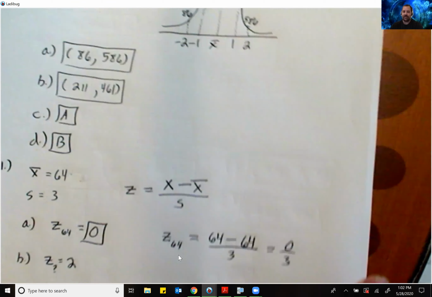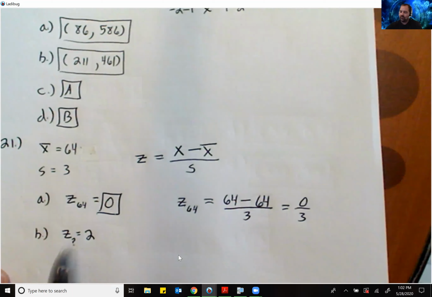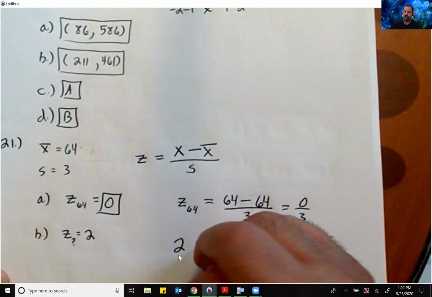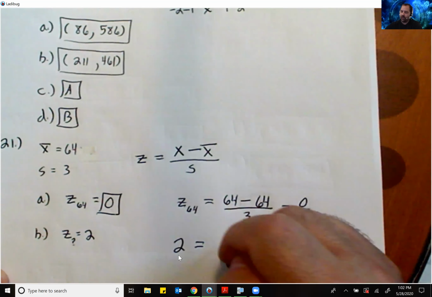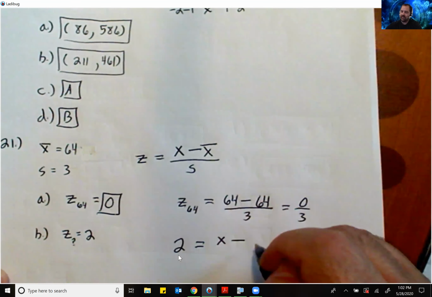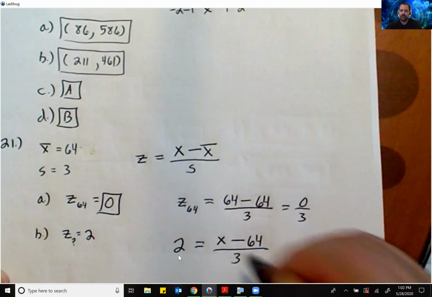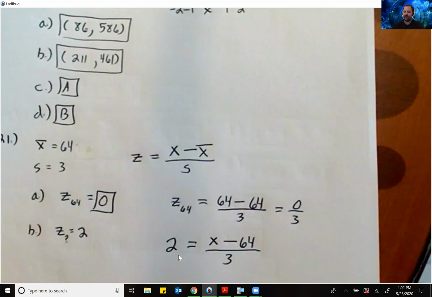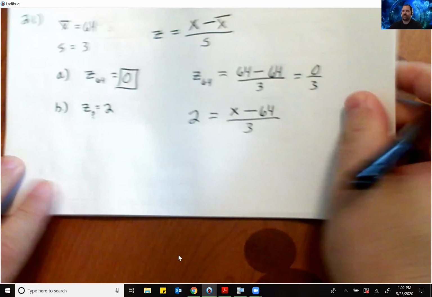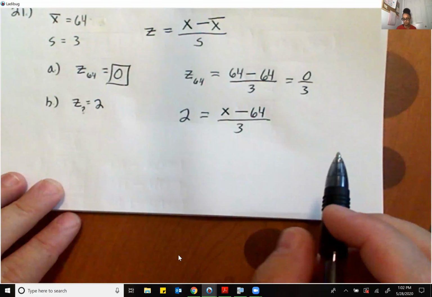Now this one is going to make us work backwards. We know the answer is 2. We do not know what the data was. The mean is still the same and the standard deviation is still the same. So this one is actually running the formula, and this one is working it backwards. Does that make sense? So when we work backwards, how do we solve this? Multiply both sides by 3.